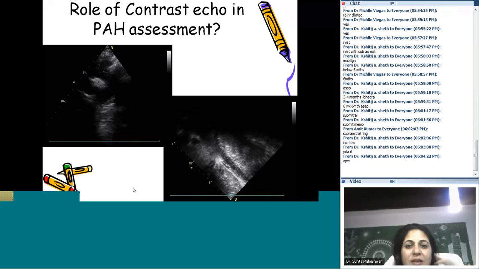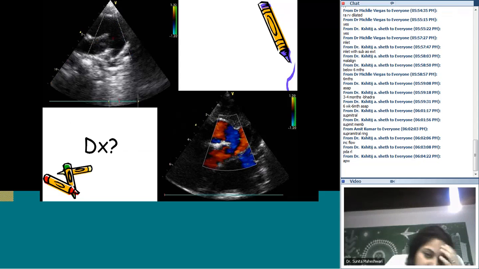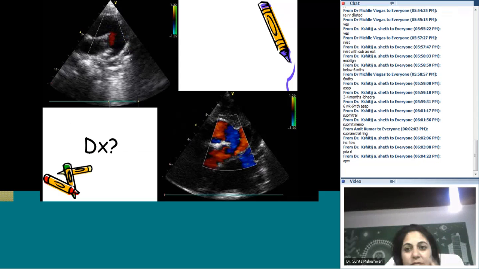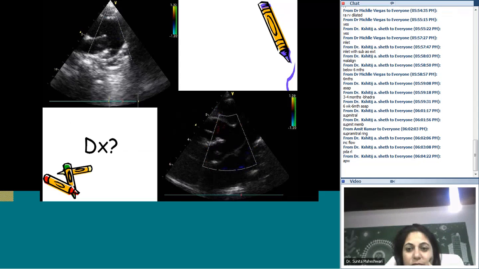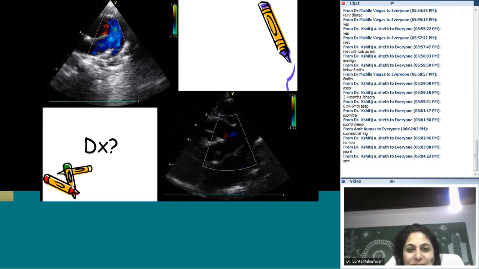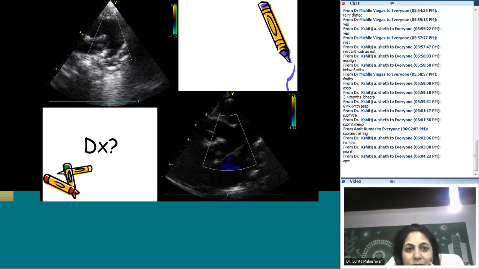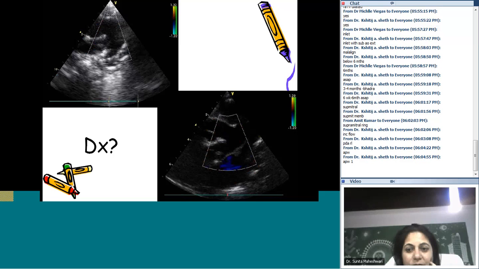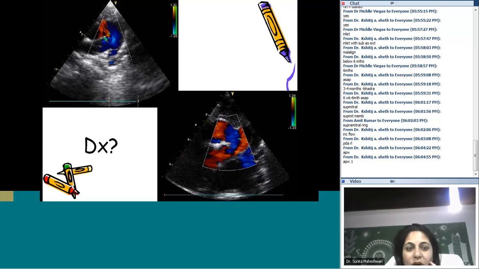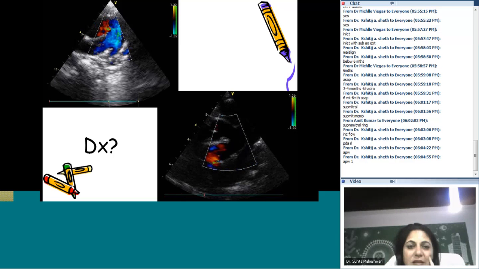Okay. What is the diagnosis here quickly? Potter? What type? Okay, all agree with Kshitij? Any other answers? This is a short axis view.